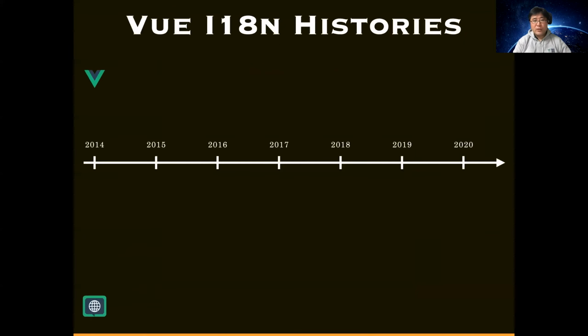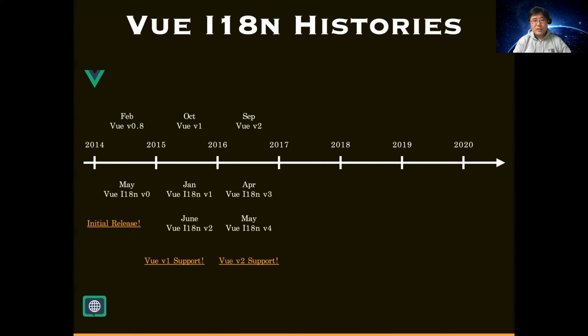I'd like to talk quickly about the release histories of Vue I18n. From 2014 to 2015, about the same time as Vue's first public release, we released the initial release, Vue I18n version 0. From 2015 to 2016, around the same time Vue version 1 was released, we released Vue I18n version 1 and version 2. In that release, we supported Vue version 1.